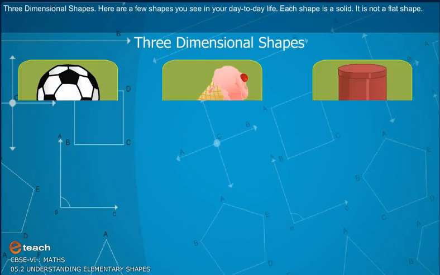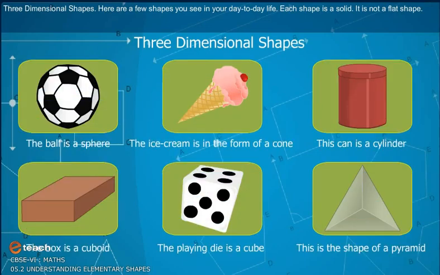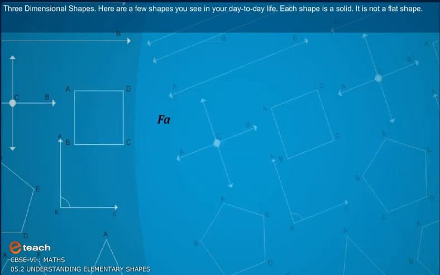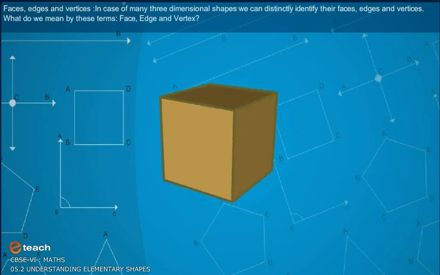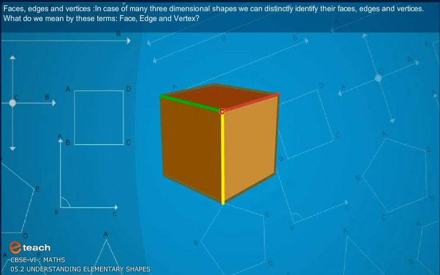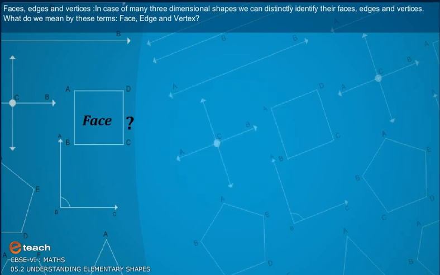Three-dimensional shapes. Here are a few shapes you see in your day-to-day life. Each shape is a solid. It is not a flat shape. Faces, edges, and vertices. In case of many three-dimensional shapes, we can distinctly identify their faces, edges, and vertices. What do we mean by these terms?